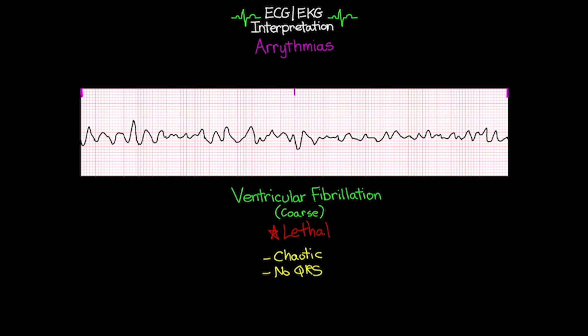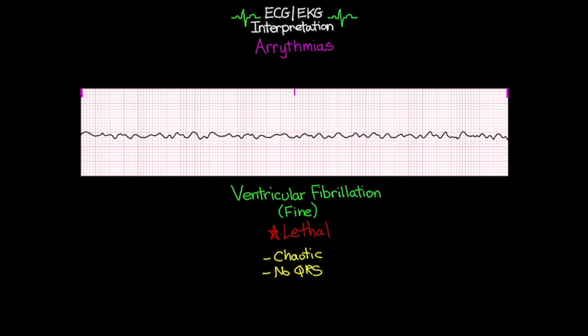The reason that we call this a coarse VFib is because we still have some large, unorganized rhythms going on here. Whereas if we look at the next example here, with our fine ventricular fibrillation, you can now see that you have much smaller tracings on your ECG. And really the reason for this is you have less electrical energy happening within the myocardium.